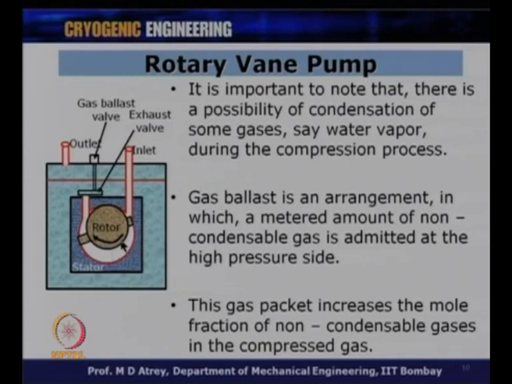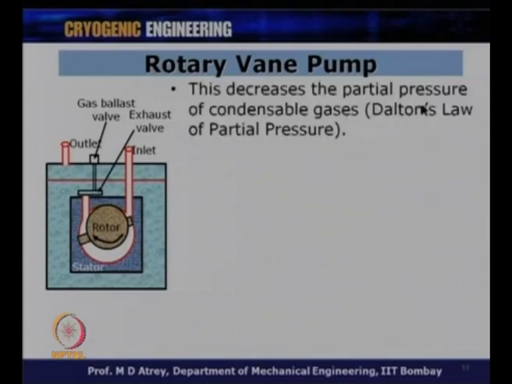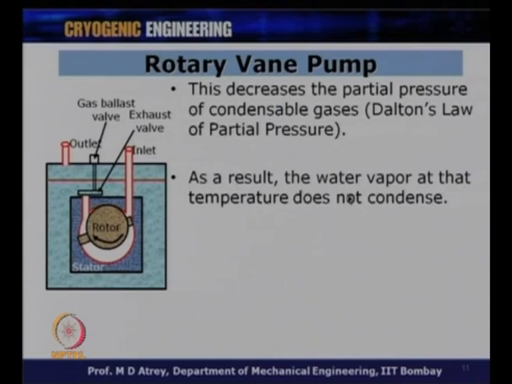So, what is done to do this? We add some gas, increase the pressure of the non-condensable and decrease the partial pressure of the condensable gases, because of which now it can't condense anymore, and therefore, it is delivered out in the gaseous form itself. This decreases the partial pressure of the condensable gas, and as a result, the water vapor at this temperature does not condense.